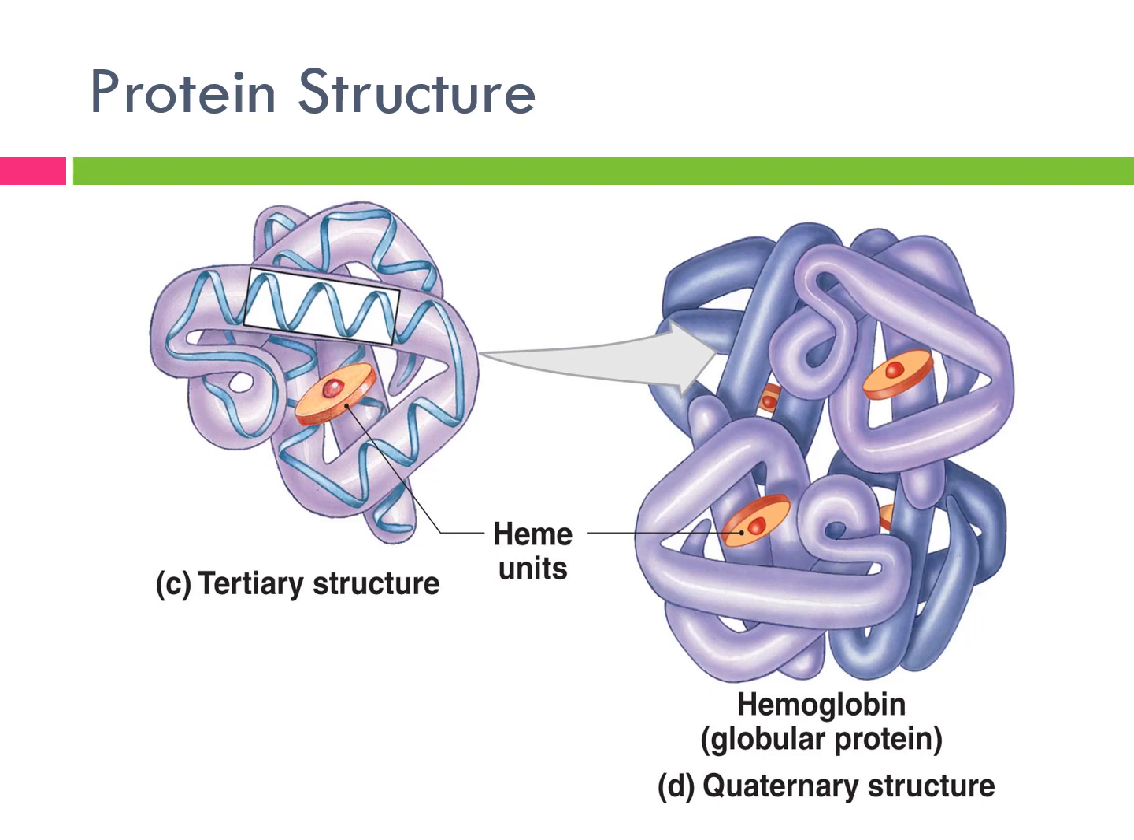Here's our tertiary structure of a heme unit. And when we put multiple heme units together, we form hemoglobin, which is a globular protein. And that's our quaternary structure.